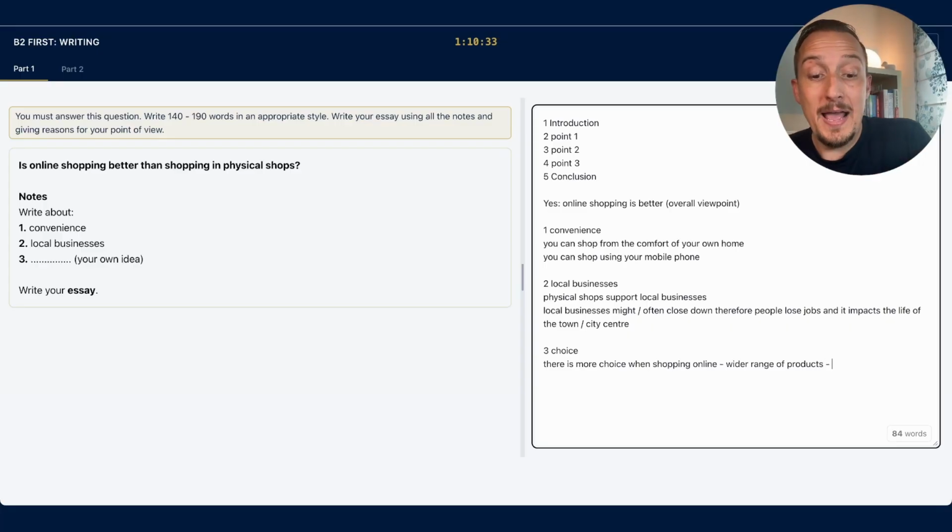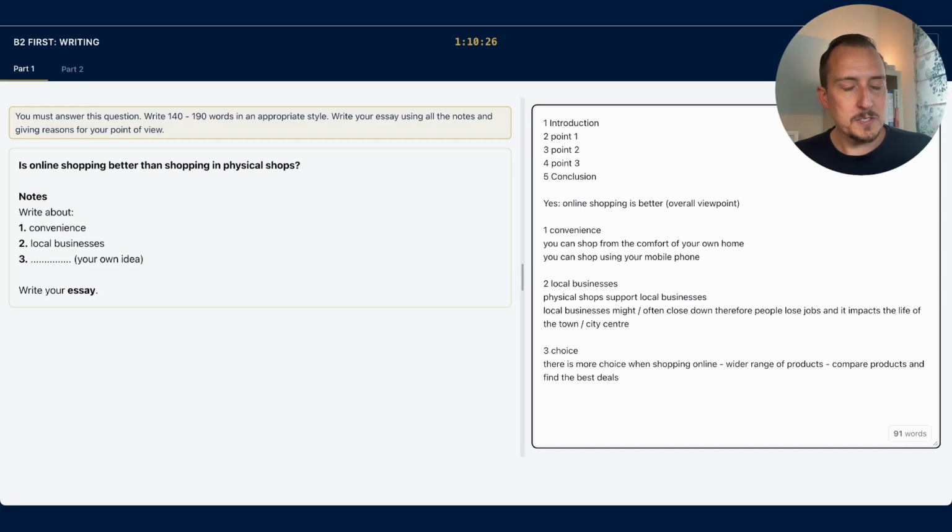I guess they can compare, right? So they can compare products and find the best deals. Okay, so that's a really good detailed structure so far.